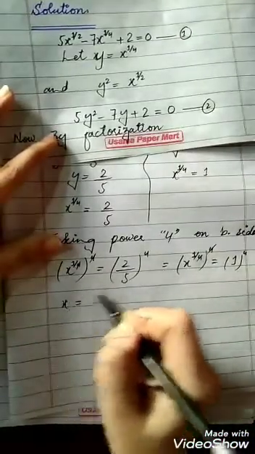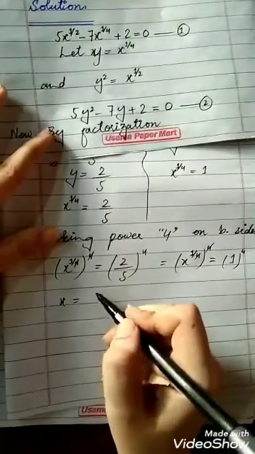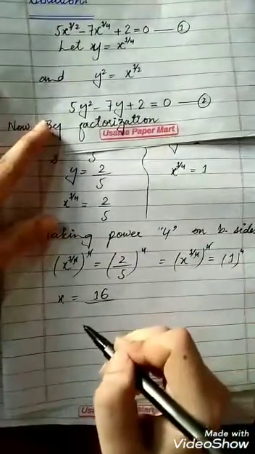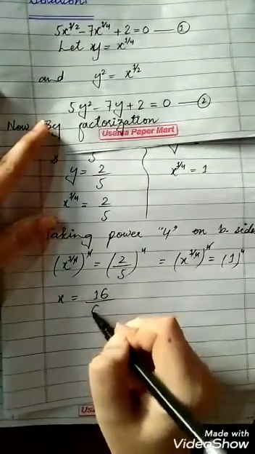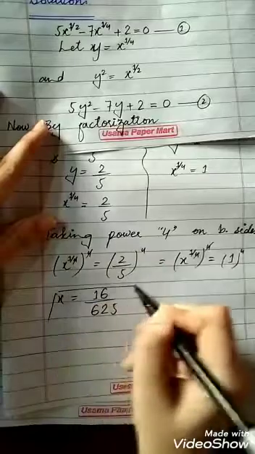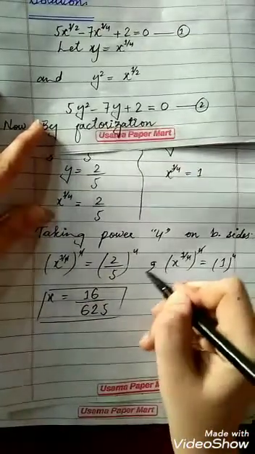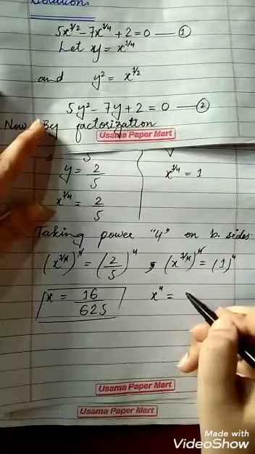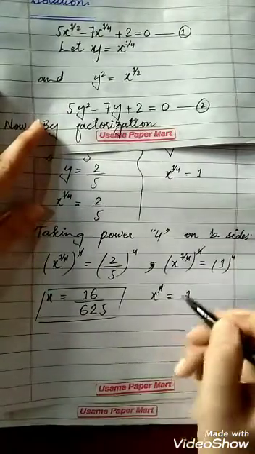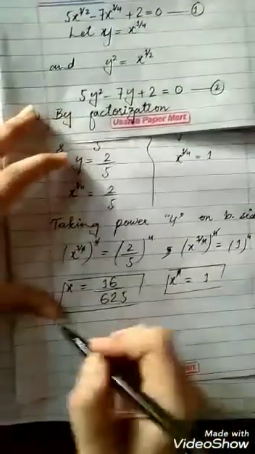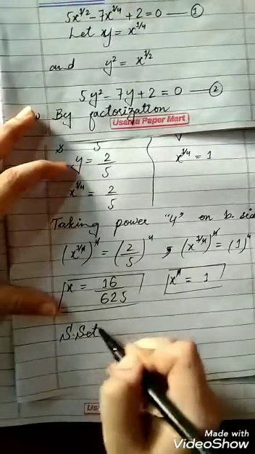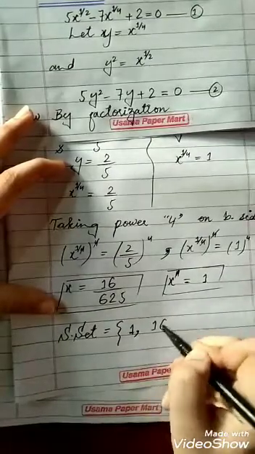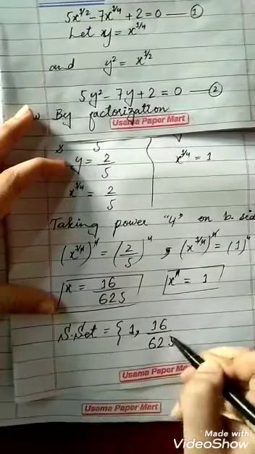So x is equal to 2 four times, means 2 four times it will be 16, and 5 four times: 5 5 25, 25 5 125, 125 5 625. It will be x is equal to 1 power 4, whether it's 4, whether it's 5, whether it's 0, whether it's 1, it will remain 1. So the x values are 1 and 16 by 625. So our solution set is 1 and 16 by 625.